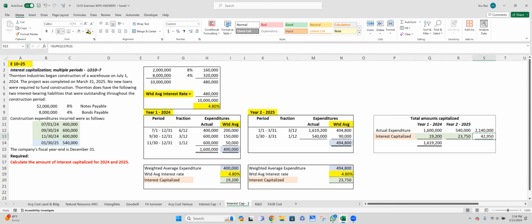I got to capitalize the interest. Interest I'm paying is $480,000 a year on these two loans, however long I have them. Off that, I got to capitalize $42,950 to the warehouse. That gets added to the cost of the warehouse. Again, to answer the question, calculate the amount of interest capitalized for 24 and 25. The answers are 19,200 and 23,750. So with that, we'll move on to the next exercise.